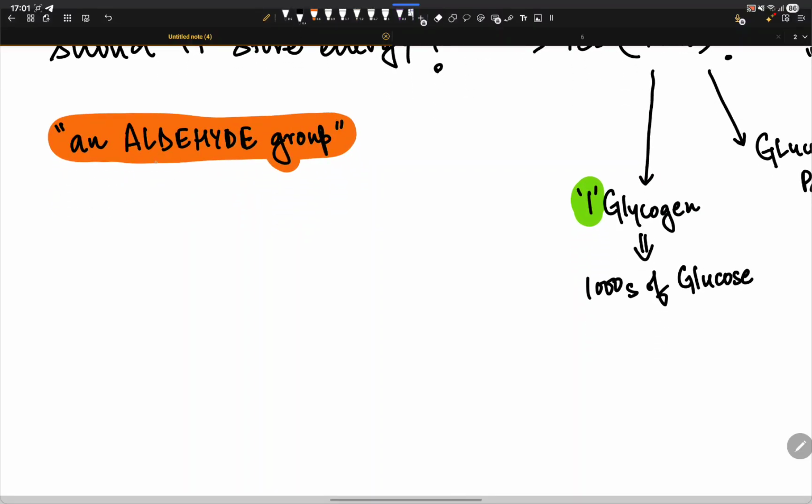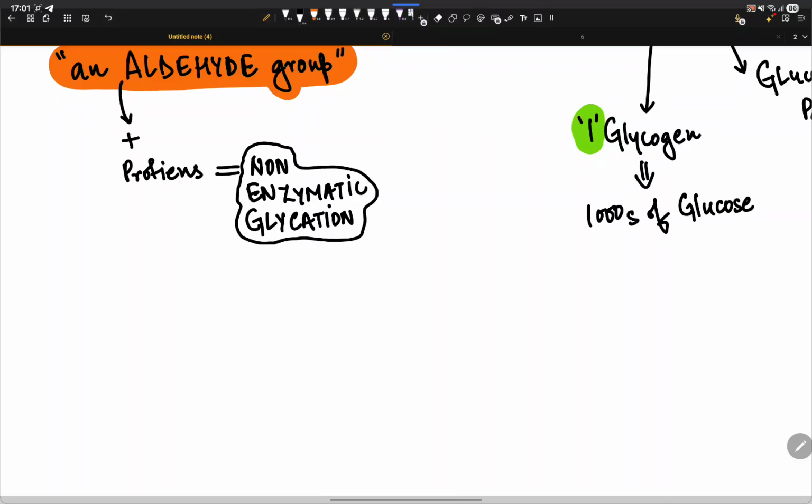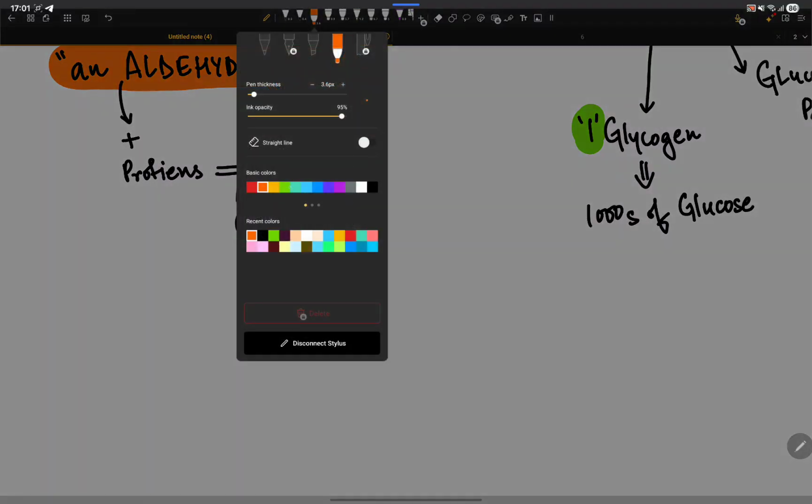So here we have this aldehyde group, right? And it's the reason why it can bond with protein. And this makes glucose very much reactive. We call this process non-enzymatic, because we're not using any sort of enzymes, right? Non-enzymatic glycation. Okay, we call it non-enzymatic glycation, right? So what are we talking about now?